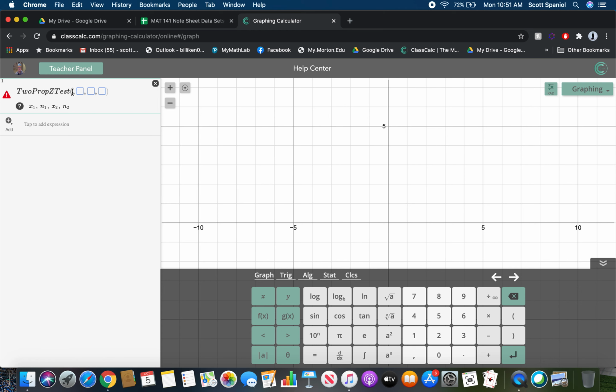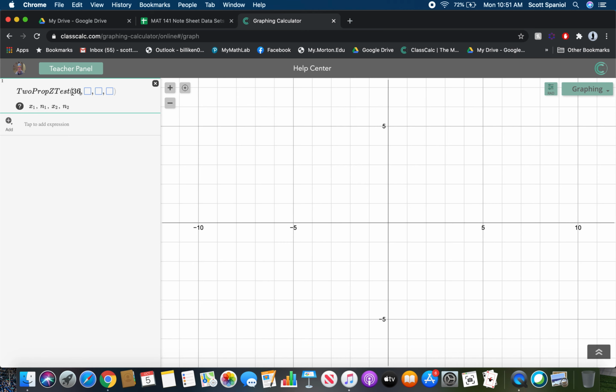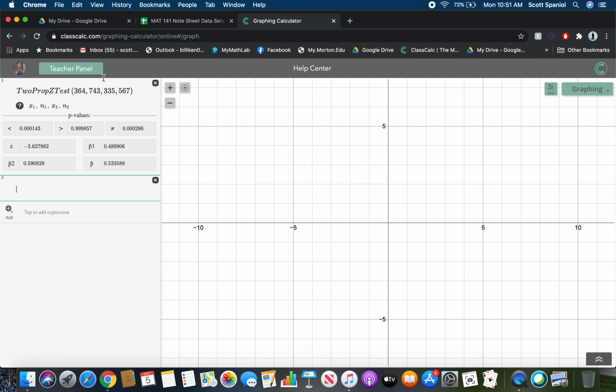So I'm just going to put in here my values. Our X for traditional was 364. Our N for traditional was 743. Our X for student-centered was 335. And our N for student-centered was 567. And so what you should notice here is it gives us the test statistic. It gives us the p-hat values for both samples. So the pass rate for sample 1 was 49%, and the pass rate for sample 2 was 59%.